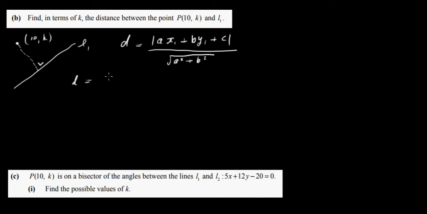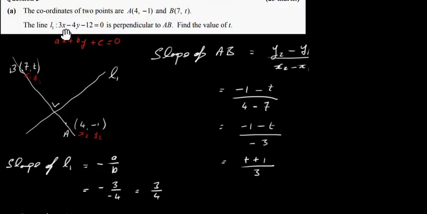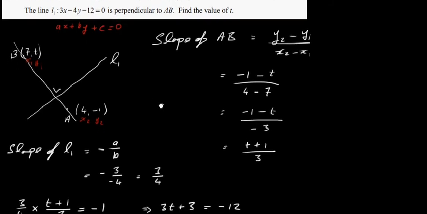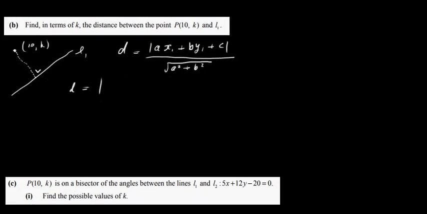So we've got d is equal to the modulus of, now our particular equation is L1. Let me just write it down here. This is L1: 3x minus 4y minus 12 equal to 0. That's the equation of our line.